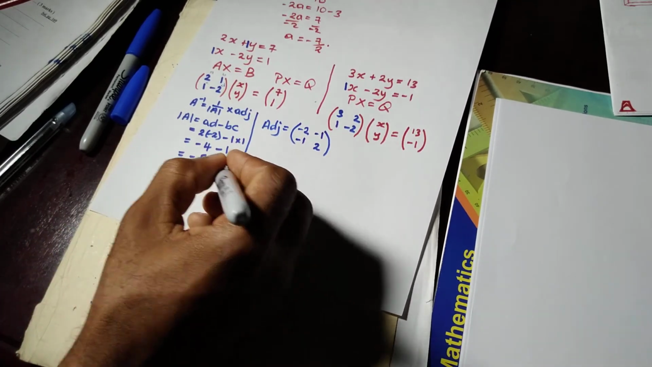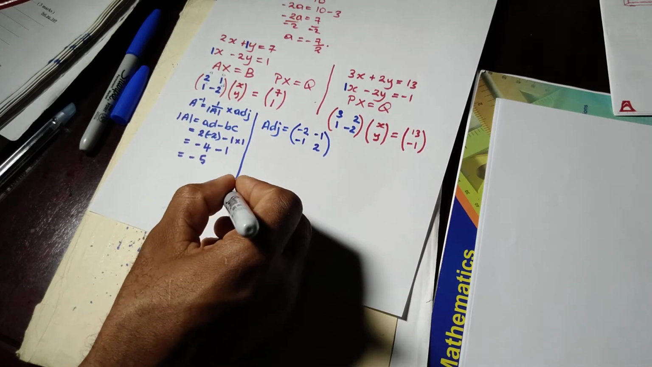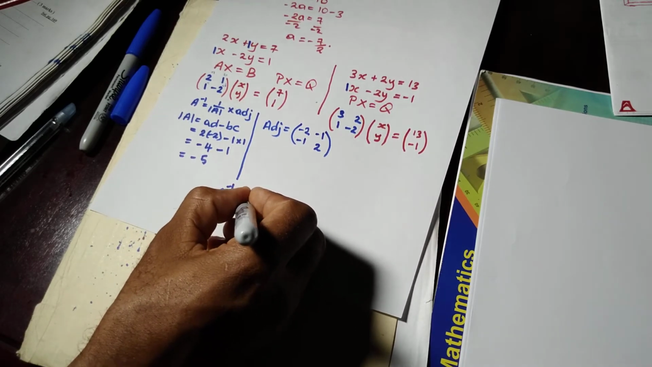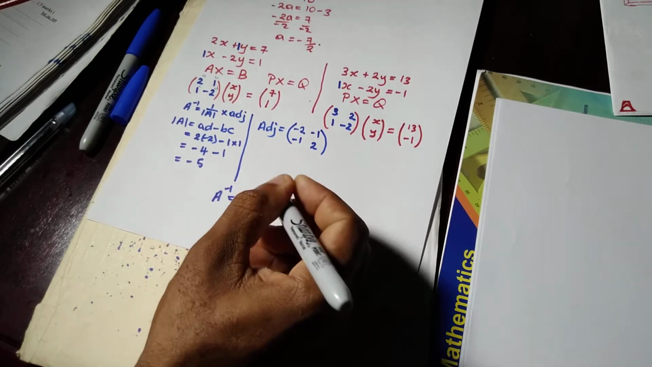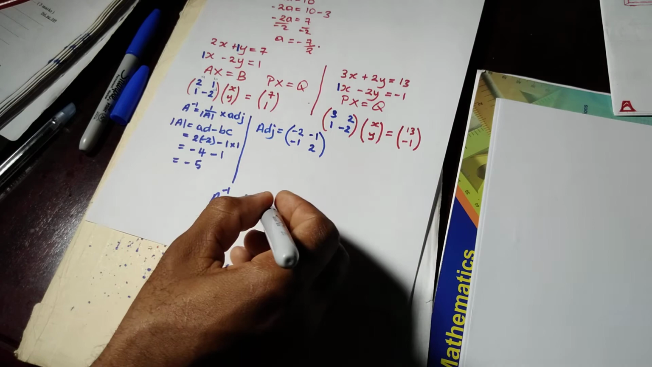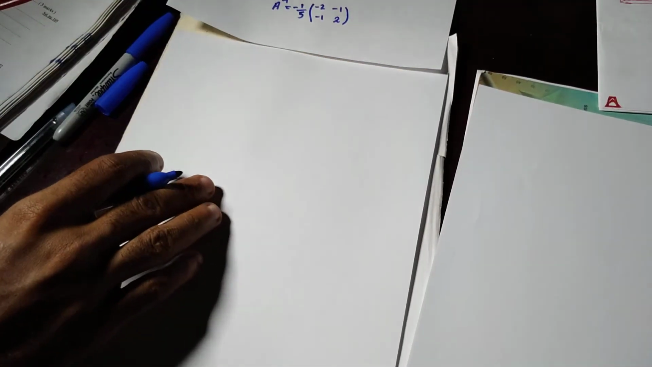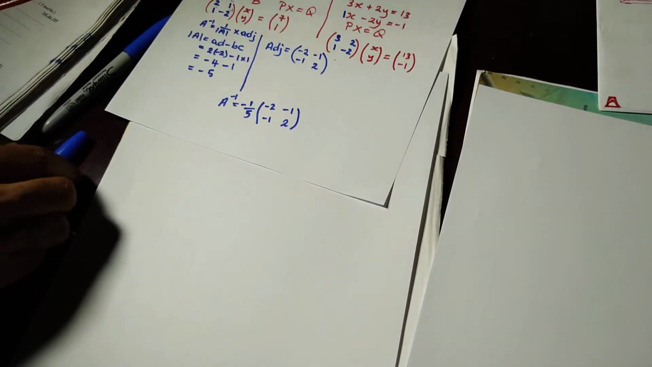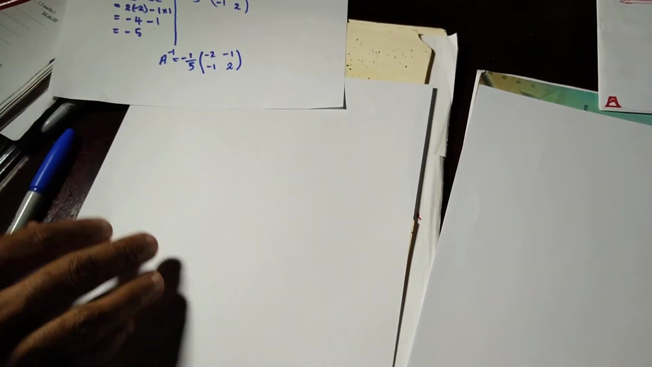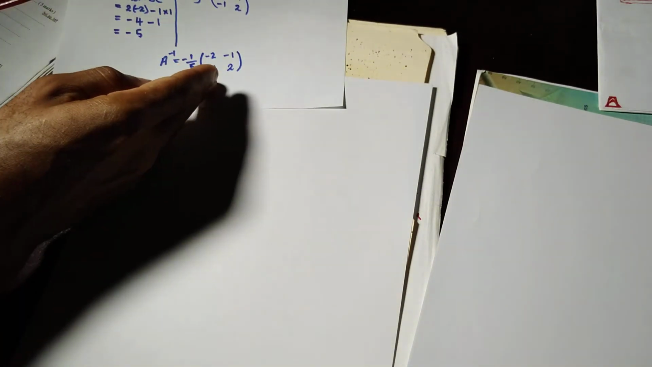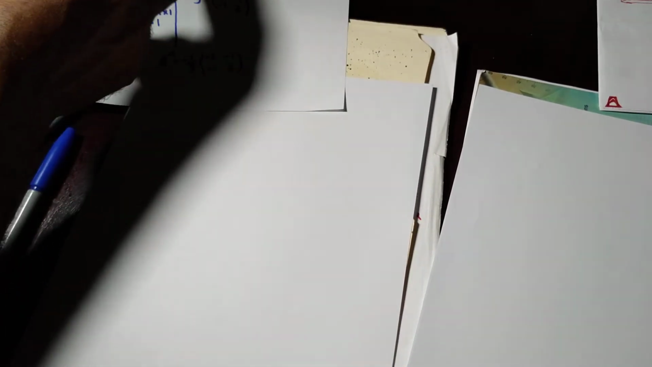Now, the inverse, A inverse, is equal to 1 over 5. Remember the minus sign, minus 1 over 5, times the adjoint, which is minus 2, minus 1, minus 1, and 2. Now, after finding the inverse, what they taught me in school was that I should use the inverse to multiply both sides of the matrix equation. But if you're solving the simultaneous equation using the matrix method, you don't have to multiply the left hand side by the inverse, only the right hand side.